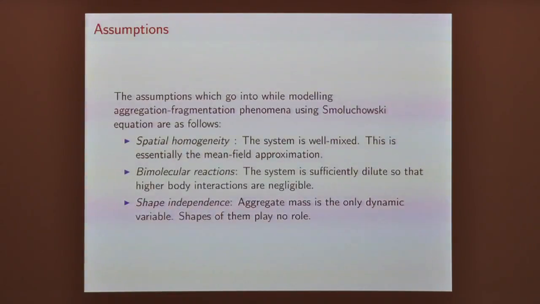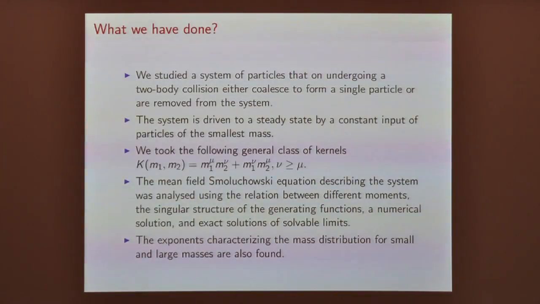The assumptions behind the Smoluchowski equation are the following. We assume spatial homogeneity. The system is well mixed, and this is essentially the mean field approximation. We also assume bimolecular reactions, so the system is sufficiently dilute that higher-body, for example three-body, interactions are negligible. And as I was stating, the aggregate mass is the only dynamic variable. Shapes of them play no role in this Smoluchowski equation.